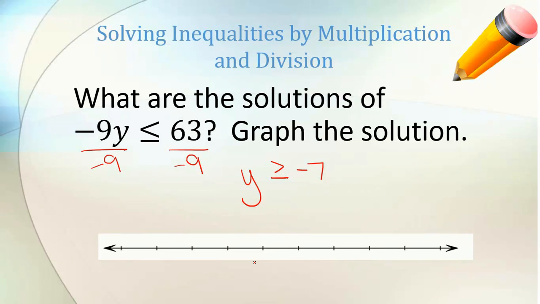So, now, let's graph. So, negative 7, negative 8, negative 6, closed dot, right? At negative 7, which way do I shade? Left or right? Where are the y's greater than negative 7? This side, right? Negative 6 is bigger than negative 7.